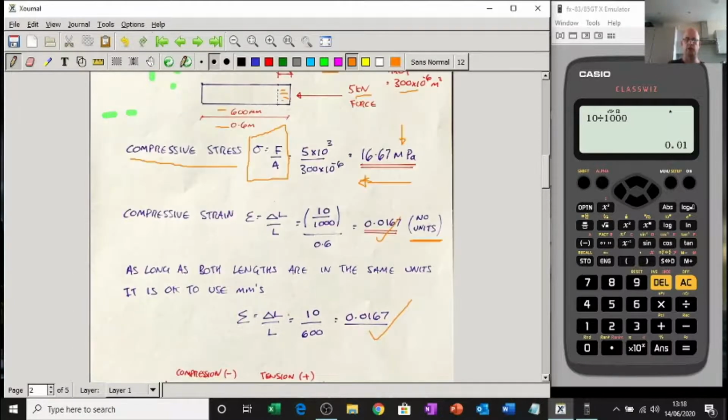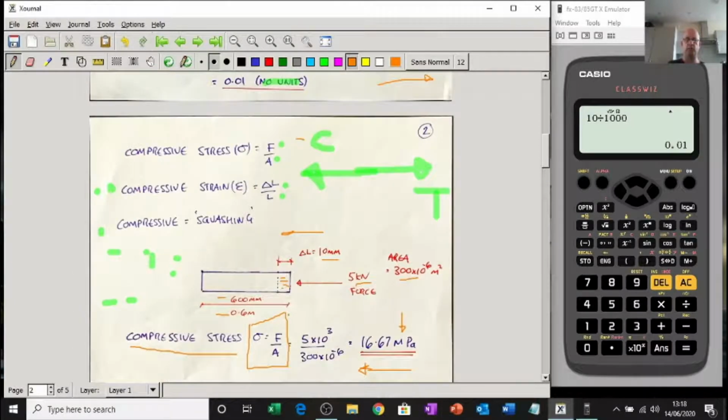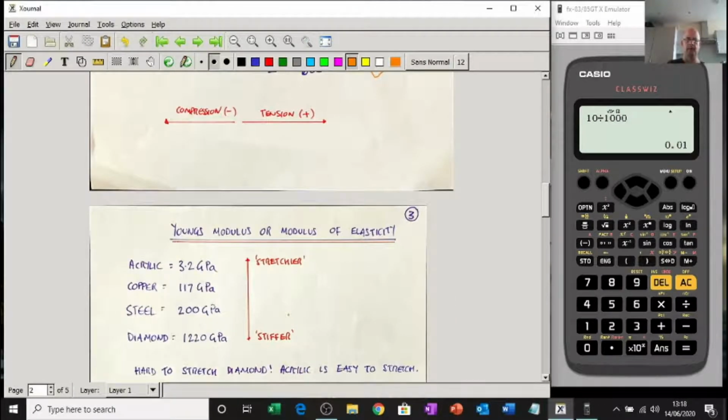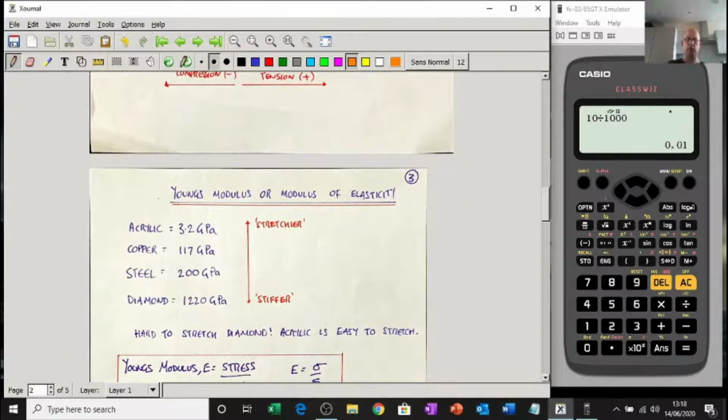So that's stress and strain. It's the same formula, it's just depending on which way it's going. These are linked by a thing called Young's modulus, and this really is how stretchy a material is, the elastic modulus, elasticity. Stretchier, stiffer, obviously you don't use these words because they're not scientific, so it's elastic.